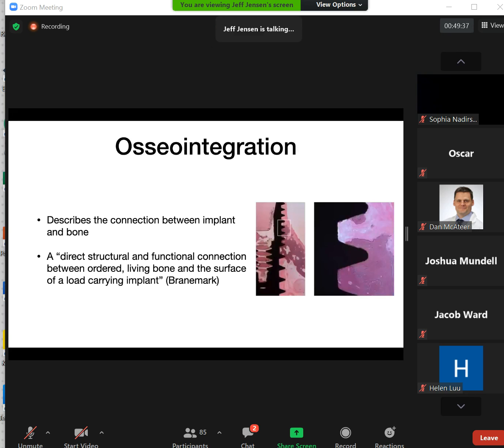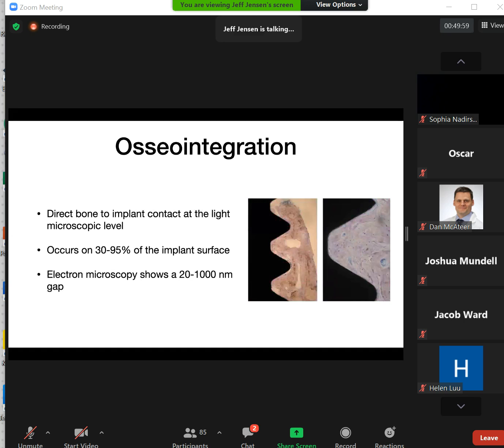So a little bit on osseointegration. This is what describes the connection between implant and bone, and it's a direct connection. So you have ordered, normal looking bone coming right up to the surface of the implant. The only way to really know if you have osseointegration is to look at it under a light microscope.